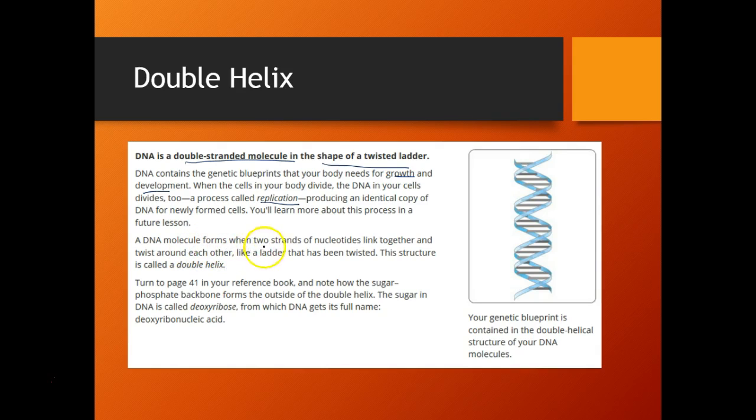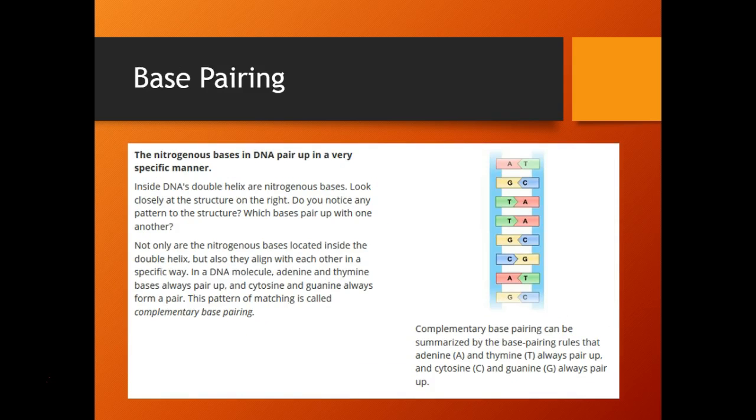A DNA molecule forms when 2 strands of nucleotides link together. So this is actually made up of 2 strands. They link together and twist around each other. This structure, again, is called that double helix. And the way that the 2 strands come together is based on the nitrogenous bases. So they pair up in a very specific way.